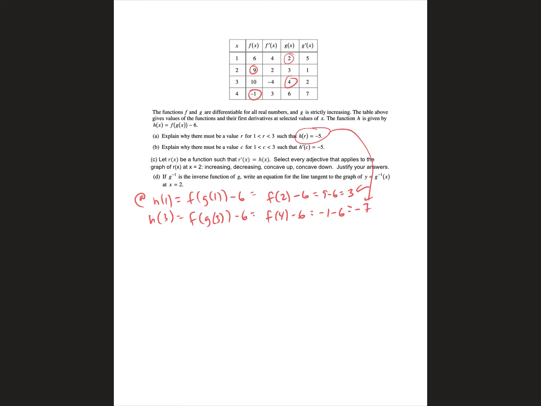And this is important, f and g are differentiable, and that means h, because it's just a composition of those things, is also differentiable. So h is differentiable, and negative 7 is less than negative 5 is less than 3. So by the intermediate value theorem, h of r must equal negative 5 at some point.